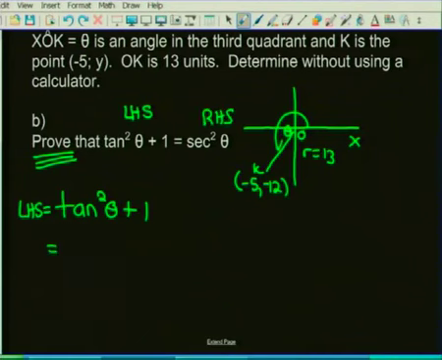So by definition, we know that tan theta is y over x.